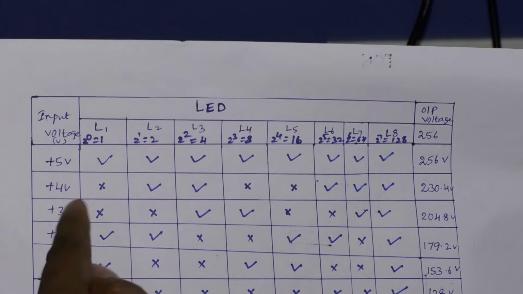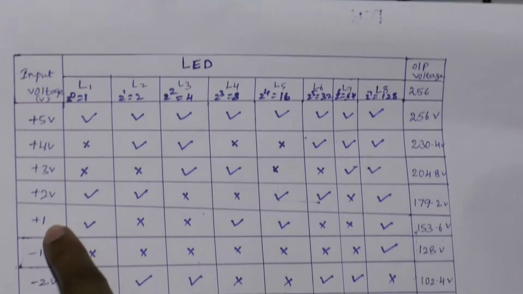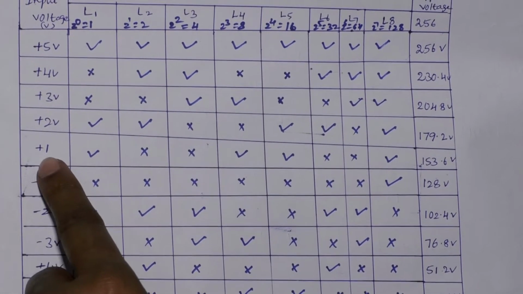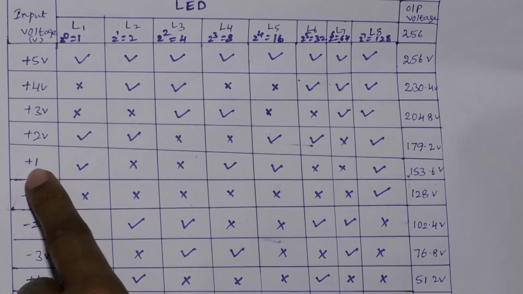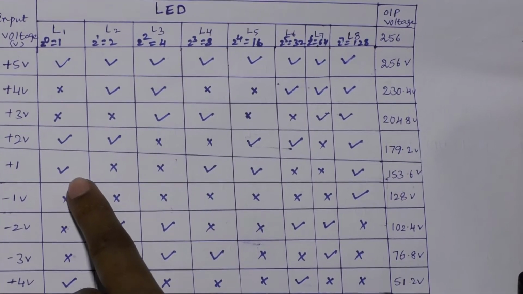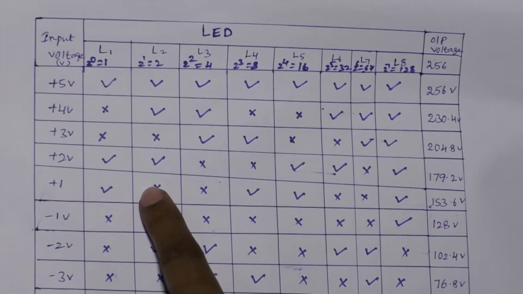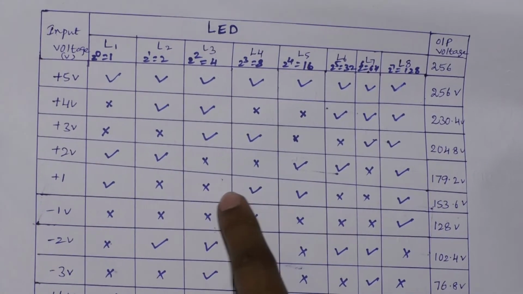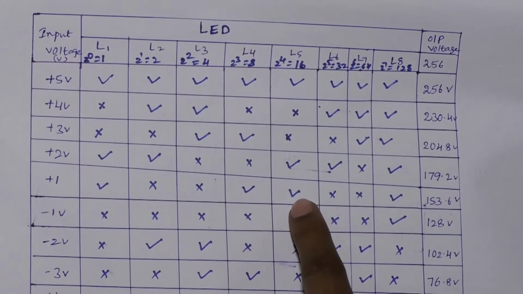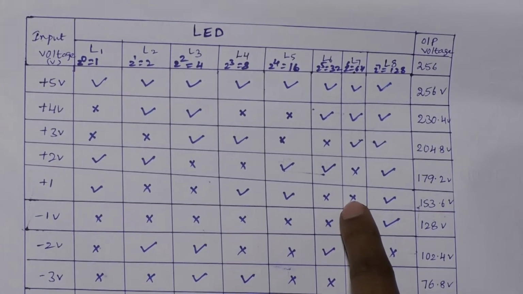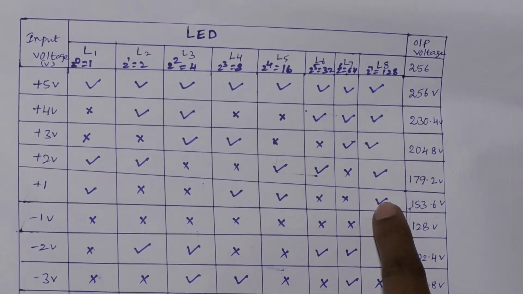Now let us see the other ones. Suppose you give plus 1 volt as input from the DC variable: LED 1 is on, LED 2 is off, LED 3 is off, LED 4 is on, 5 is on, 6 and 7 are off, and 8 is on.